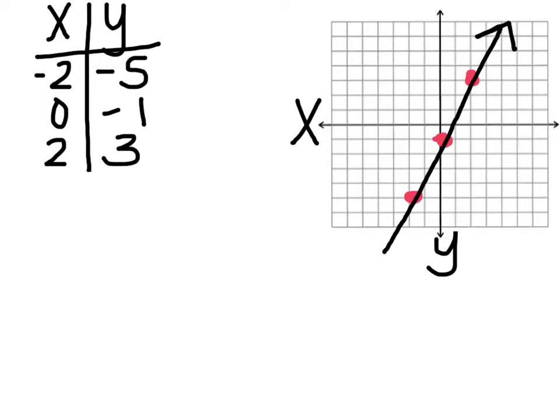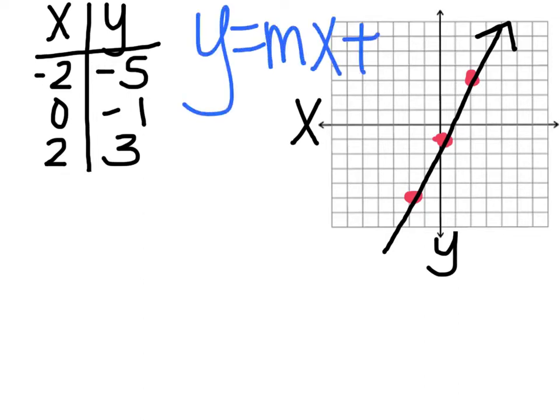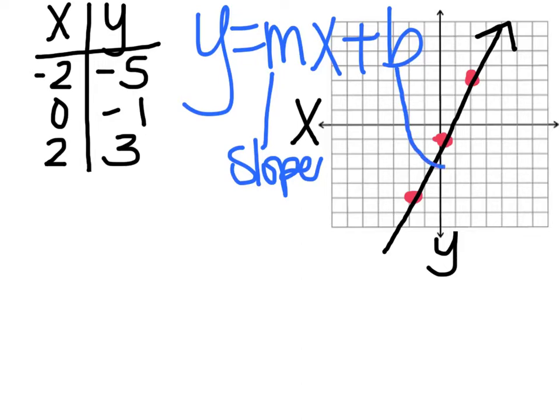The next thing we want to do is find an equation from this line. We have our slope-intercept form, y equals mx plus b, where m is our slope and b is the y-intercept, which you can see this is where it crosses the y-axis.